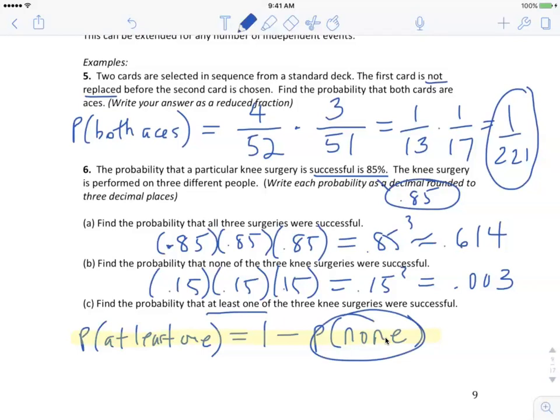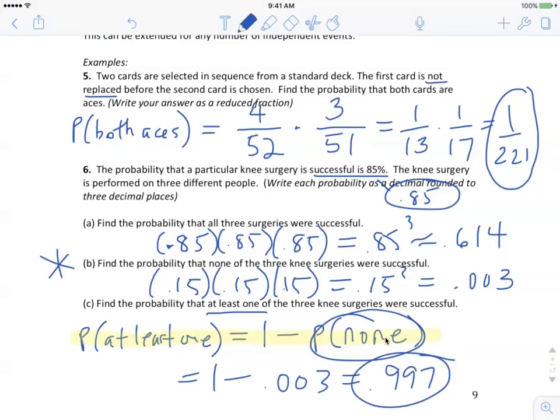Now we've already figured out the probability of none. That's B, right? The probability that no successes was that 0.003. So that simplified this. I'm just doing 1 minus 0.003, 0.997, and I'm good to go. Anytime it's "at least one," do 1 minus, and you should be good.